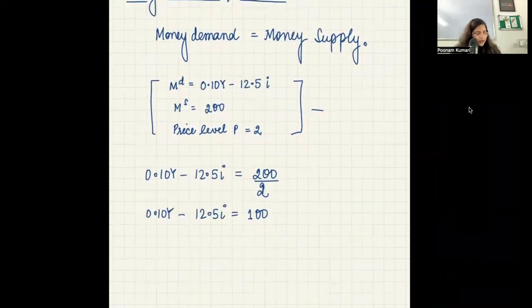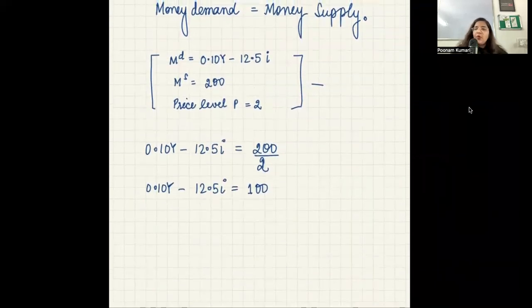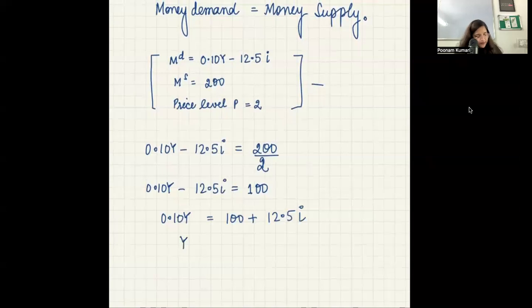So if you want, what you can do is maybe just keep y on one side and the rest of the other things on the other side. So you can do that also. 0.10y equals 100 plus 12.5i. So this is 1 by 10. So y will become 1000 plus 125i. Right? This is basically the relationship.